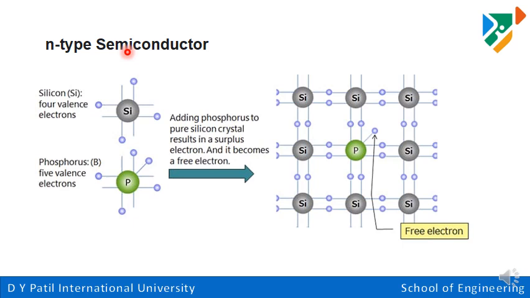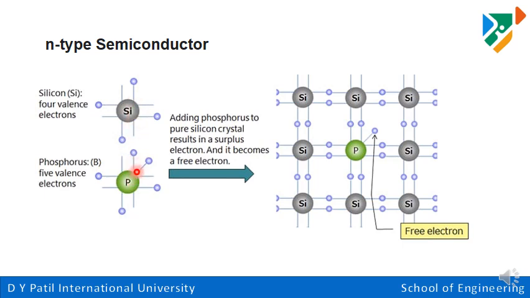For example, arsenic, phosphorus, and antimony are used to make this N-type semiconductor. Then again the same process: when pentavalent impurities such as arsenic or phosphorus are added to the pure silicon crystal, it becomes the N-type semiconductor. So when a pentavalent impurity such as phosphorus is added to the intrinsic semiconductor, what will happen?